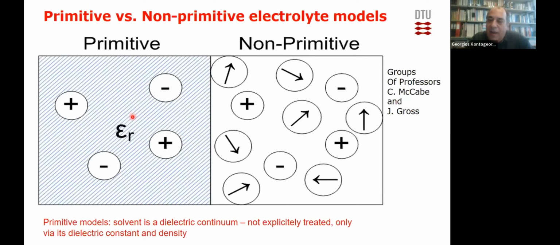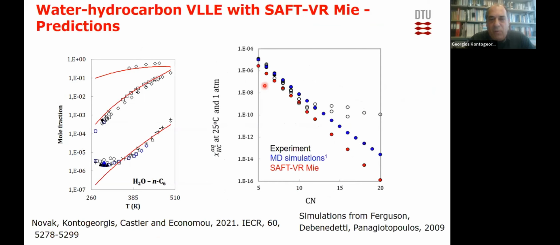There are a few approaches under the non-primitive hat, which I'm not going to discuss very much today, especially the groups of Clare McCabe and Joachim Gross have worked into this. But this is not an approach which has attracted as much interest as it should, in my opinion, where all the interactions are being, let's say, considered explicitly. So most of the presentation today will be actually about the primitive approaches.